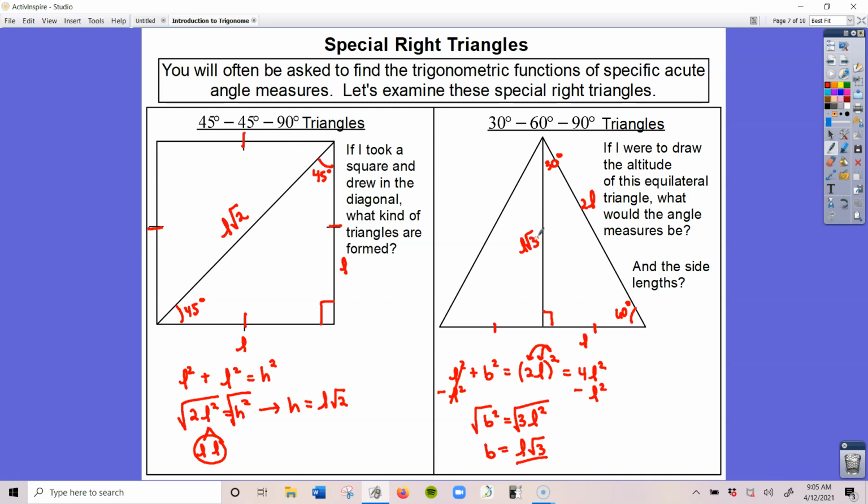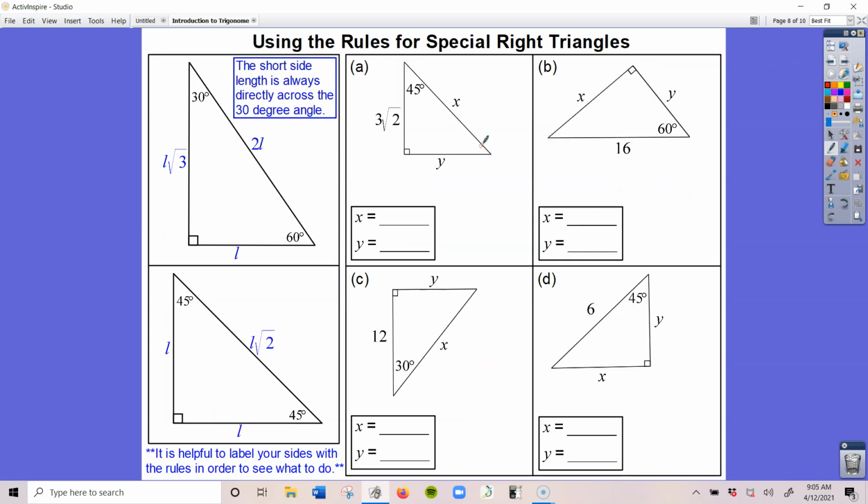So that's where the rules come from. And just to summarize, I've created here a little chart that has all of the rules for you. So this is the 30, 60, 90, where L is the short side, L square root of 3 is the long side, and 2L is the diagonal. And then in the 45, 45, 90, both legs are L, and the diagonal is L square root of 2.